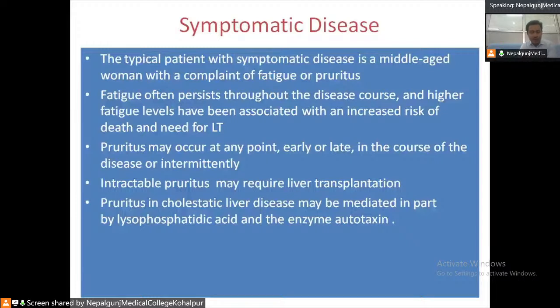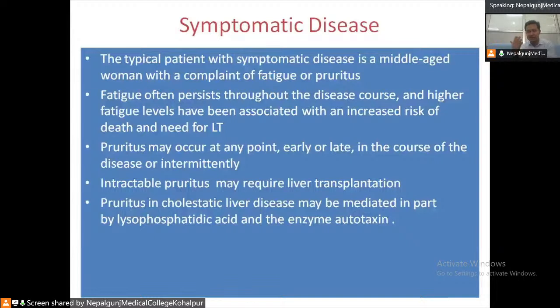So why does the patient have fatigue? Fatigue basically occurs related to cytokines. I have already told you, this is the inflammatory process: antigen-antibody reactions, inflammation, cytokines, interleukins, interferon. All these things cause fatigue. This process is going on every day, every time, and it is responsible for fatigue.